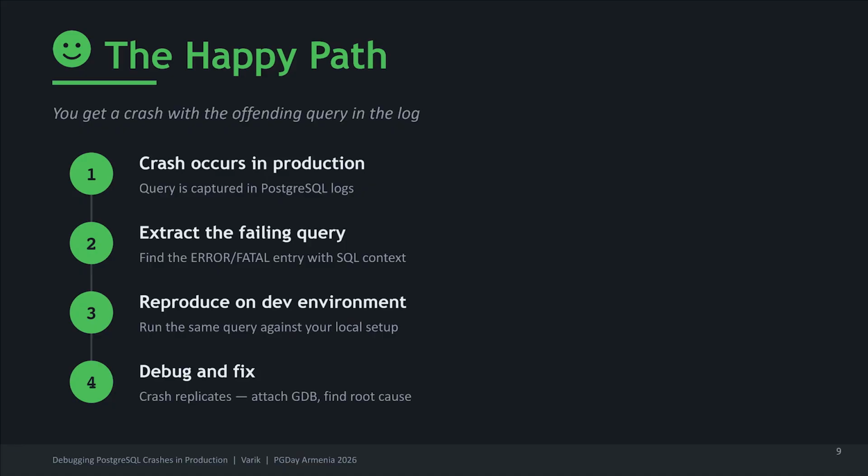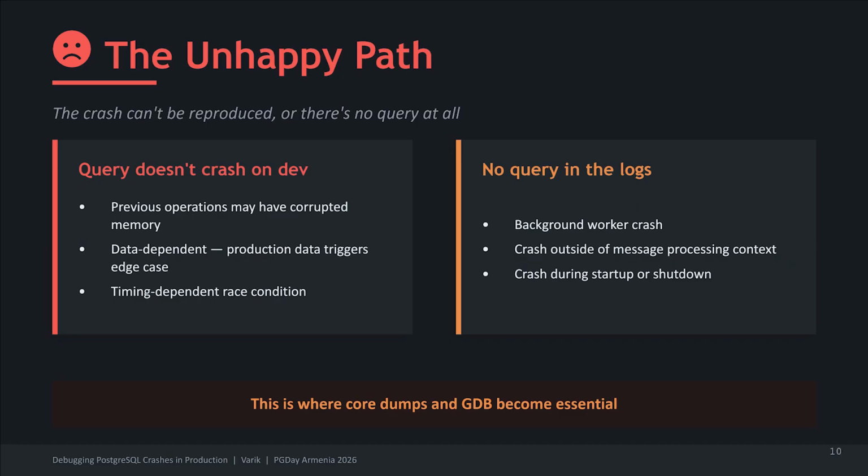The happy path, let's say we got a seg fault: we'll get the query that crashed Postgres in the Postgres logs. We'll run the same query in our development environment and get the same crash. So it's trivial from there: we can attach the debugger, debug the exception and fix the bug. But the unhappy path can be that the same query does not crash in our development environment, or we won't have any query in the logs at all because of a background worker crash. So for this, we're going to use a debugger.